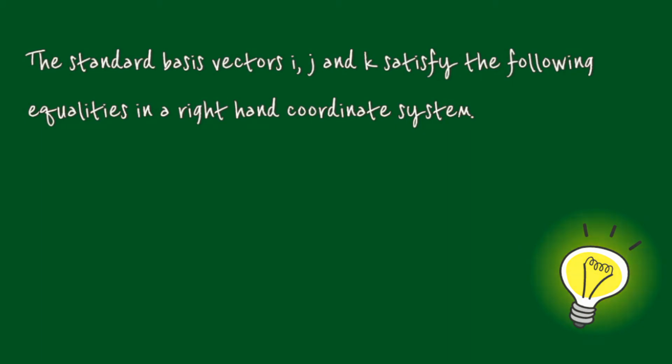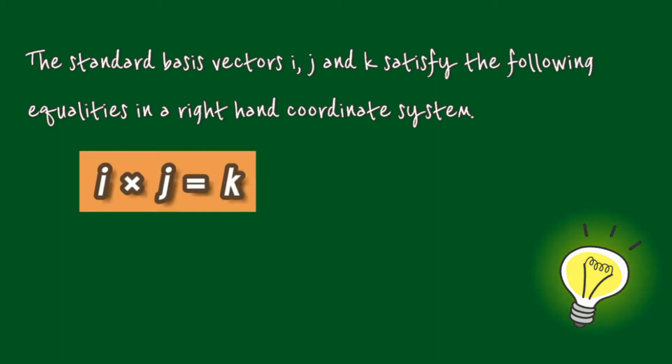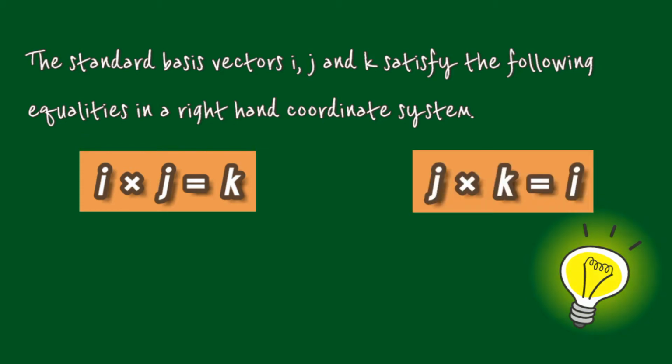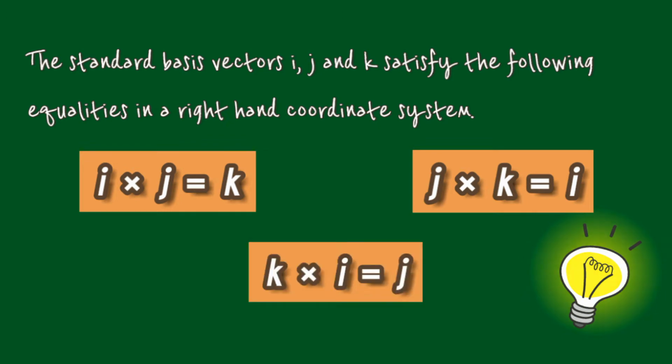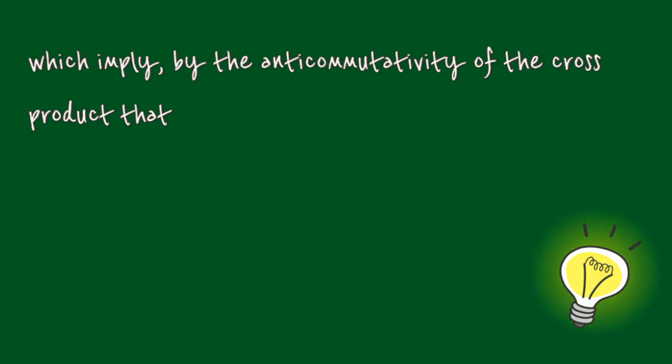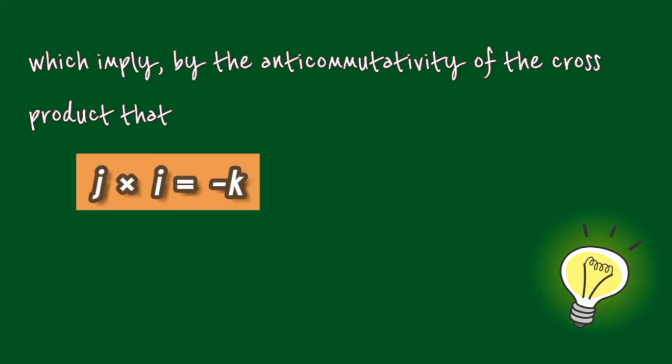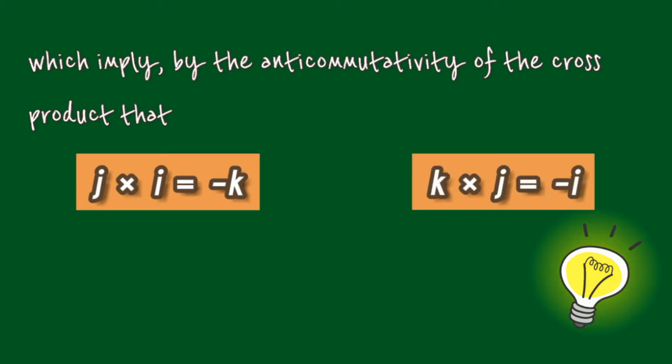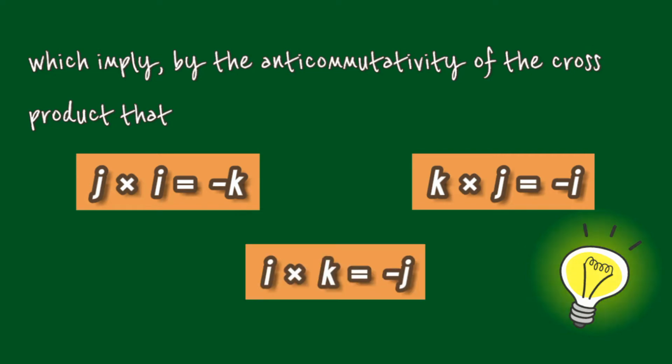The standard basis vectors i, j, and k satisfy the following equalities in a right-hand coordinate system, where i cross j is equal to k, j cross k is equal to i, and k cross i is equal to j, which imply, by the anti-commutativity of the cross product, that j cross i is equal to negative k, k cross j is equal to negative i, and i cross k is equal to negative j.